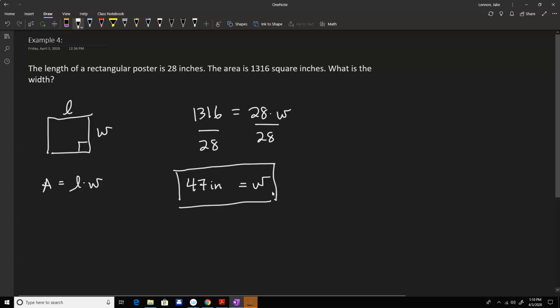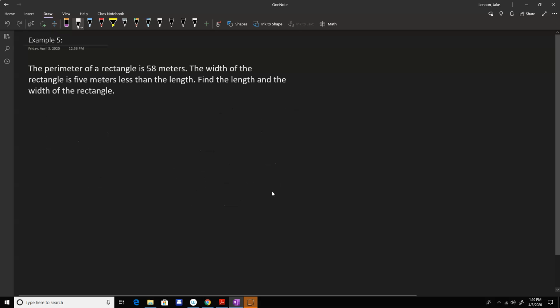Okay, so the last one, a little bit more interesting, a little algebra actually here. So again, the perimeter is 58 meters. So let's write down our perimeter formula again. Perimeter is twice the length plus twice the width. And then they tell us the width is 5 meters less than the length. So the width is actually equal to the length minus 5. The reason that's important is we can replace W by L minus 5, and that will give us a linear equation in one variable.